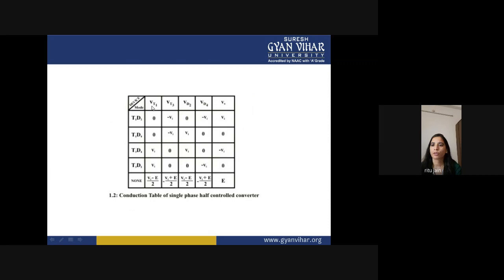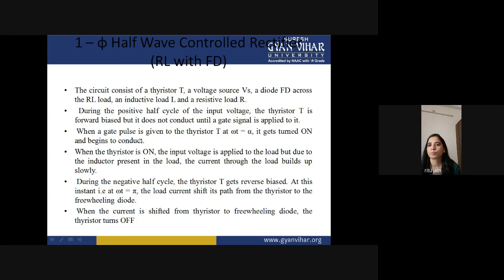From this table, the voltage across VT1 is equal to 0, and the voltage across VD2 is equal to 0, but the voltage across VT3 is equal to minus V1, and the voltage across VD4 is equal to minus V1, and you get output voltage V0 equal to V1. This is for the conduction of T1 and D2. Now we come to the next case, T1 and D4.